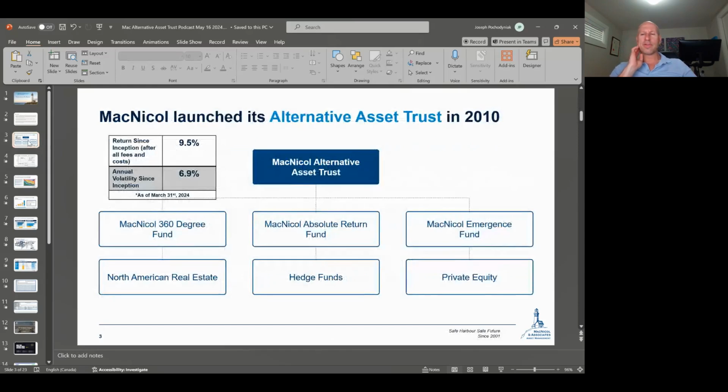So this is the Alternative Asset Trust. We launched it in October of 2010. The trust is essentially an unincorporated, open-ended, unitized trust structure that holds three limited partnerships: the Mac 360 Fund, the Absolute Return Fund, and the Emergence Fund. Those funds are the LPs that go out into the private market to find and invest in deals in North American private real estate, hedge funds, and private equity.